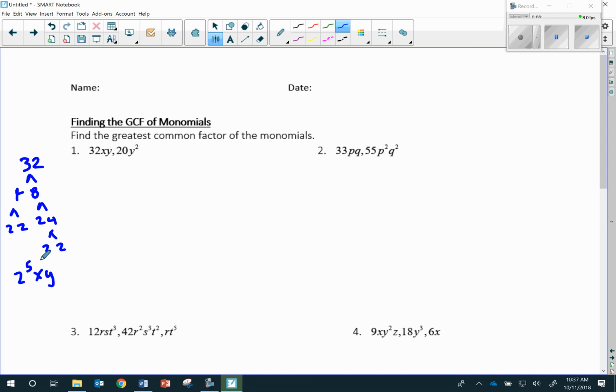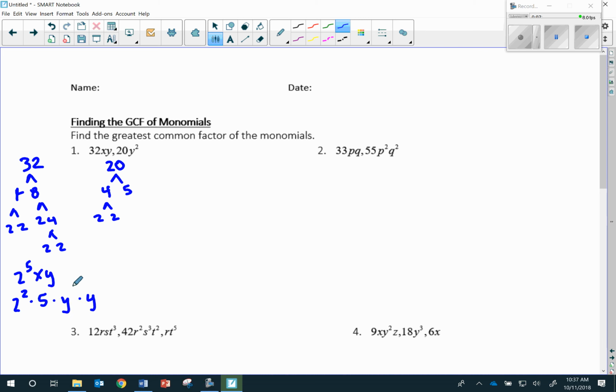If we do the same thing for 20, let's do the factor tree. We can break 20 down into 4 and 5. 4 can be broken down into 2 and 2. All of those numbers are prime, so we end there. So the prime factorization of 20 would be 2 squared times 5 times y times y.